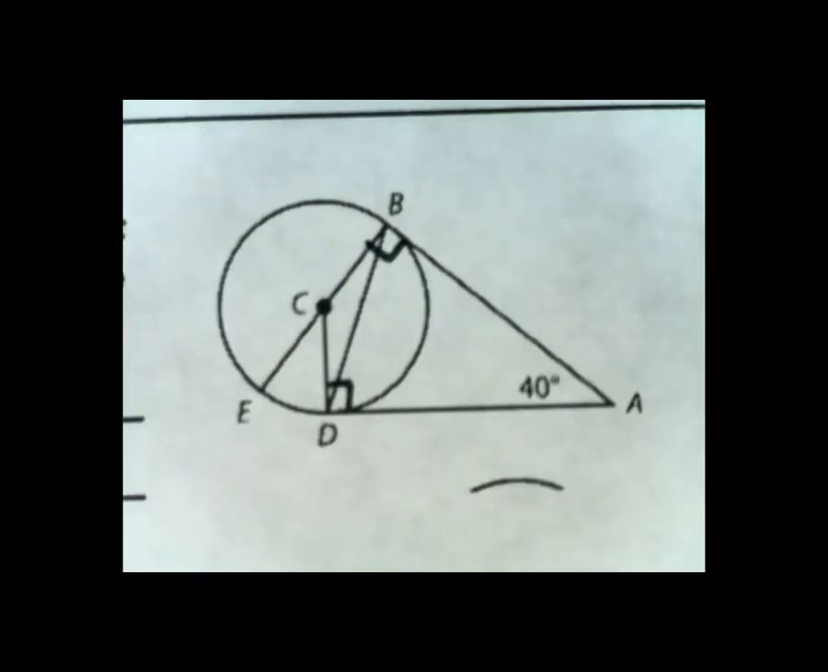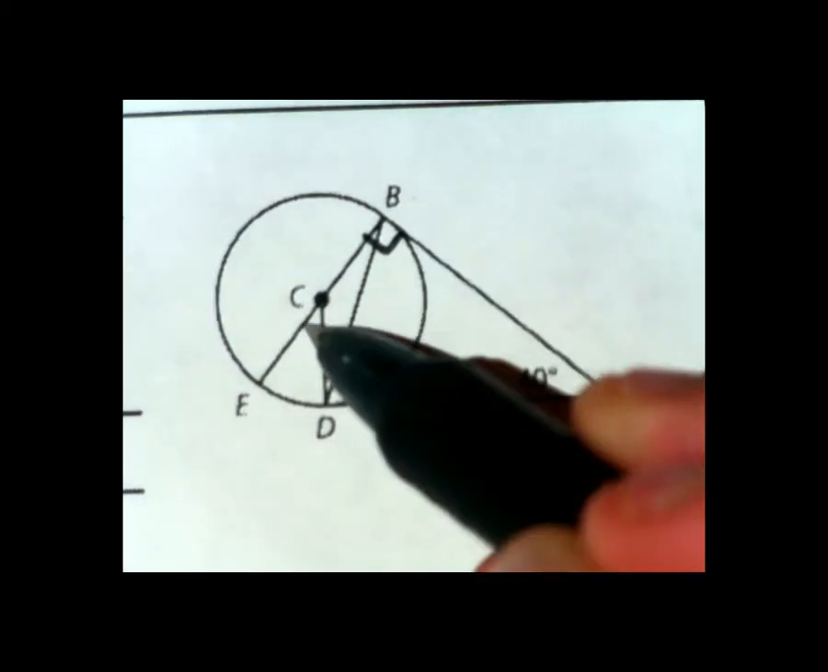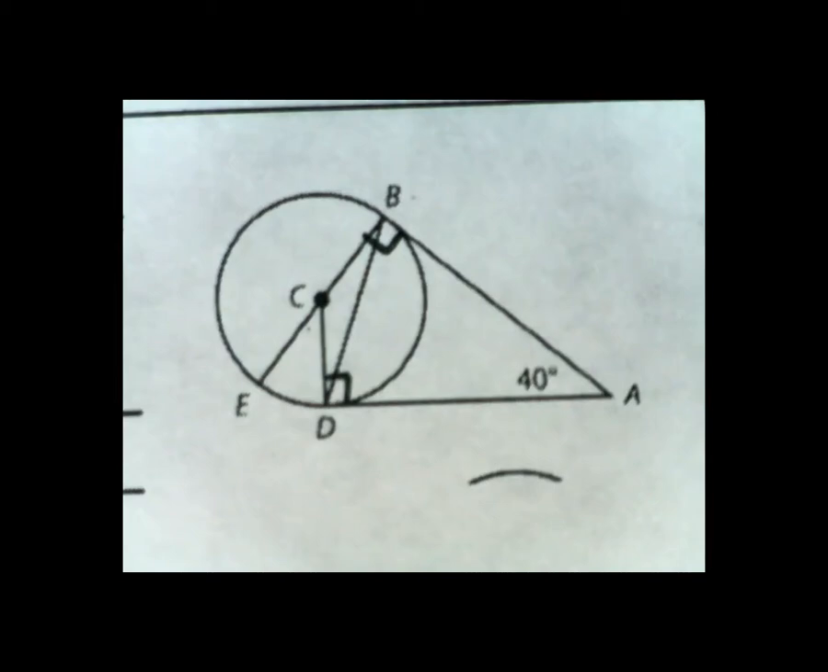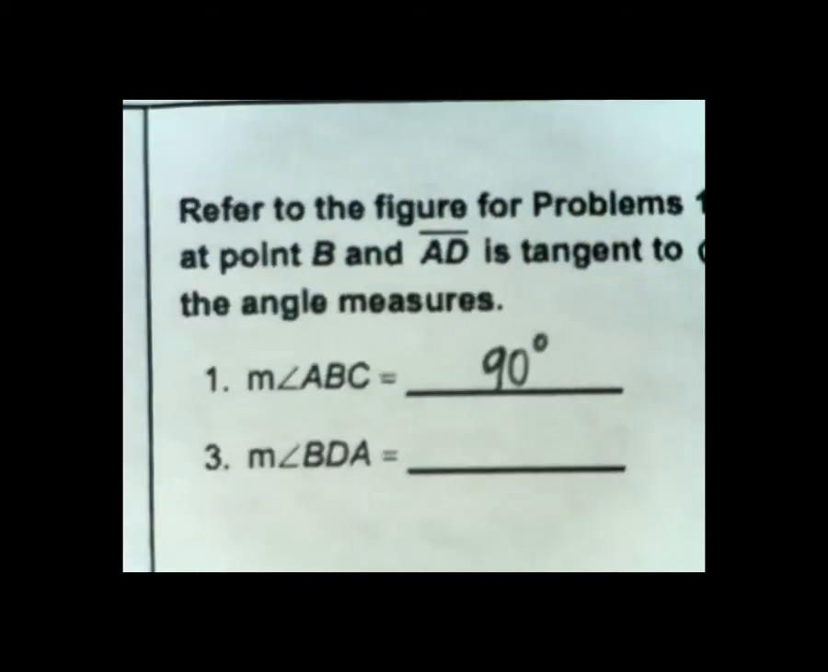Number 1 says we are supposed to find the measure of angle ABC. It's 90 degrees because of the tangent radius theorem. So ABC is 90 degrees. Okay, we're going to look at number 2.